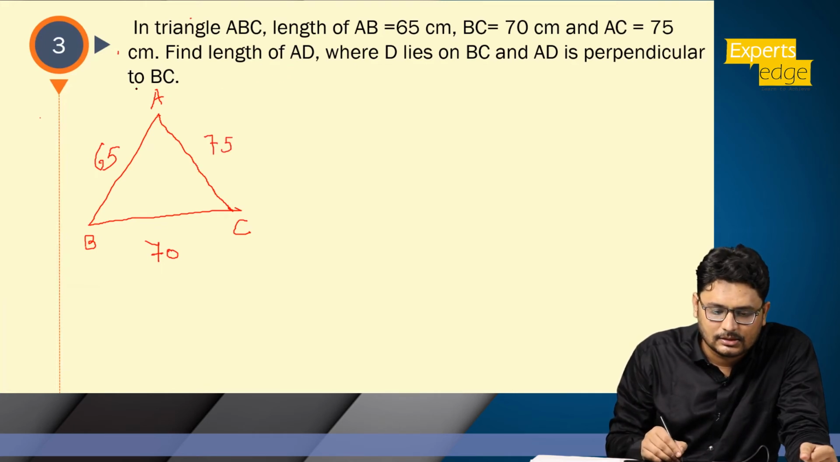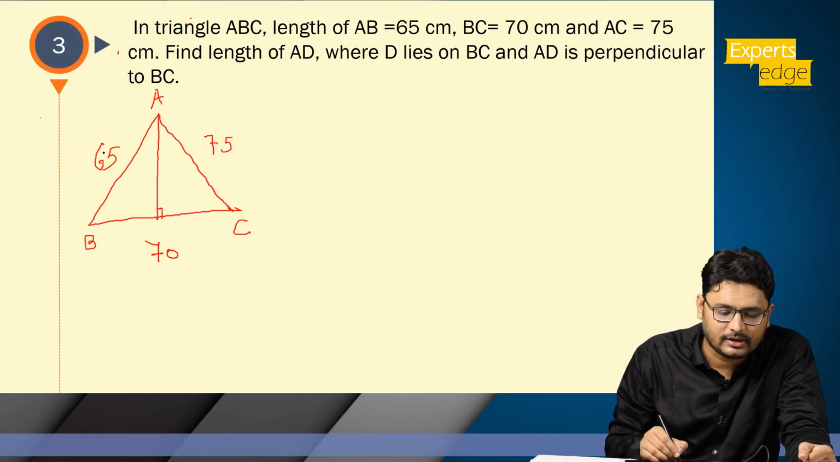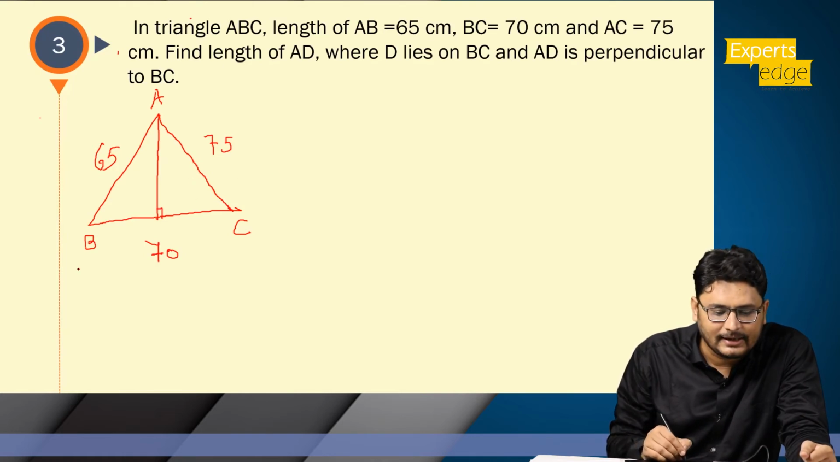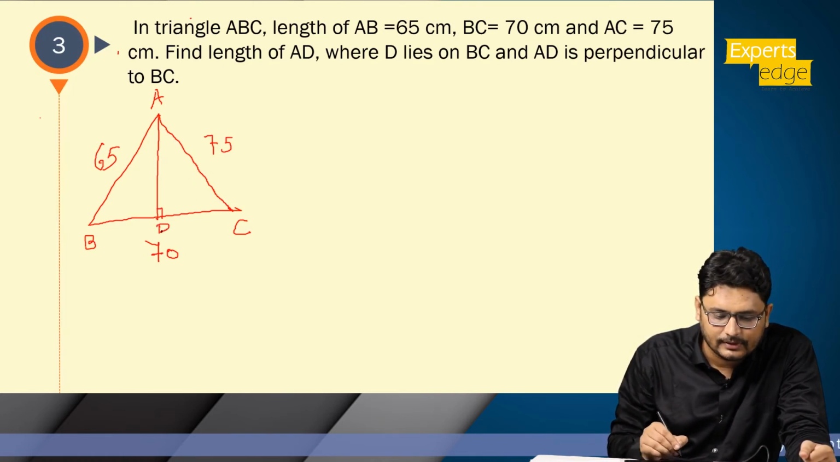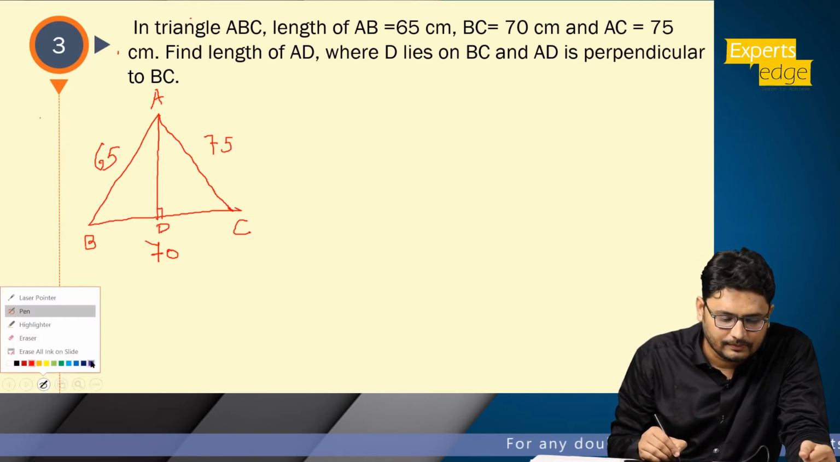There is an AD. AD is a perpendicular. It's not a perpendicular bisector. It's not an isosceles or equilateral triangle. So this is it. We need to find AD. Okay, so the general approach here is what we'll do.